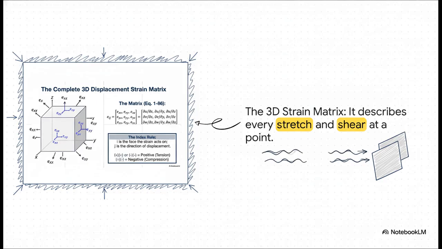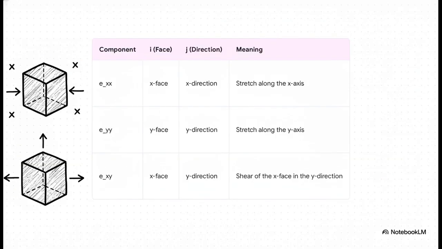Now I know that word tensor can sound a little scary, but for today, just think of it as a super organized box, a container. Instead of just pointing in one direction like a simple arrow, this box holds all the information about every stretch and every shear in every direction all at once. Yeah, it might look like a grid of numbers, but it's really the complete story of deformation happening at one single point. And the way you read it is actually way easier than it looks. There's a simple rule.